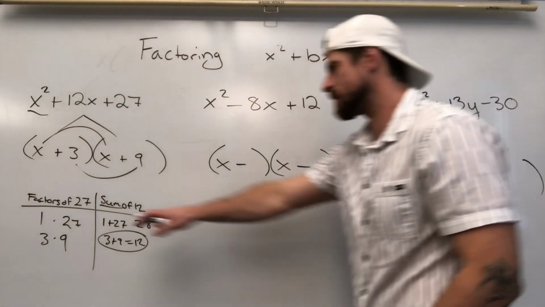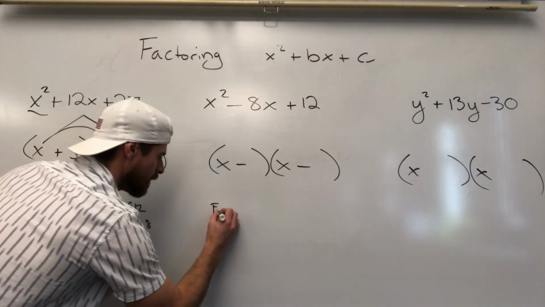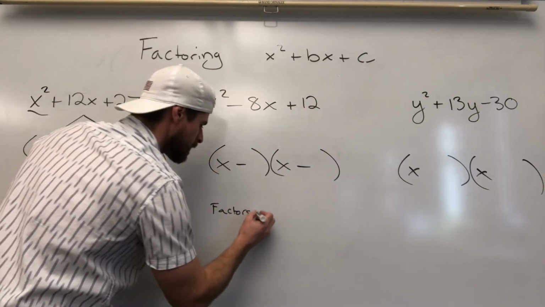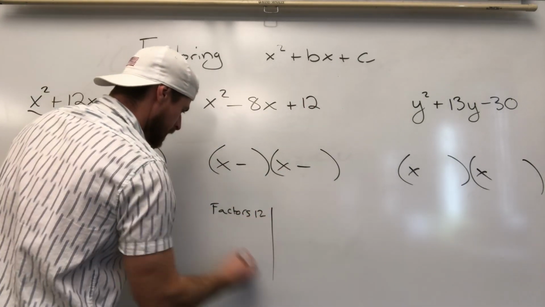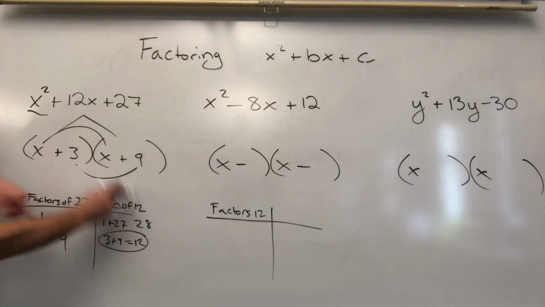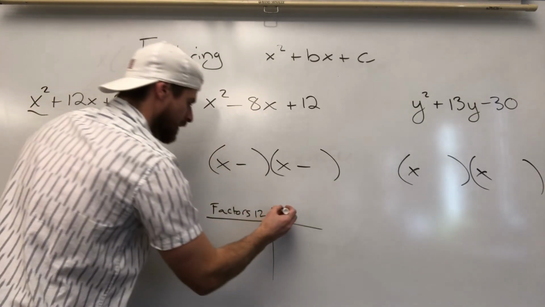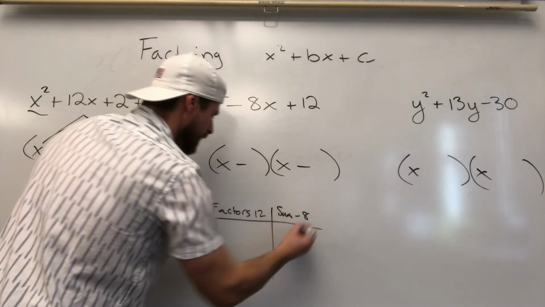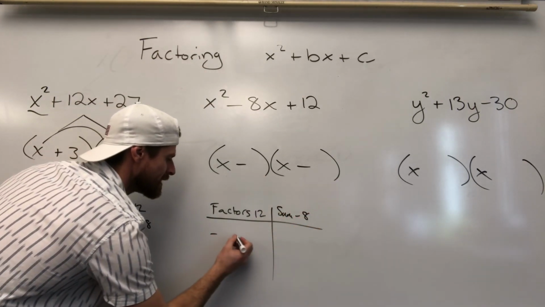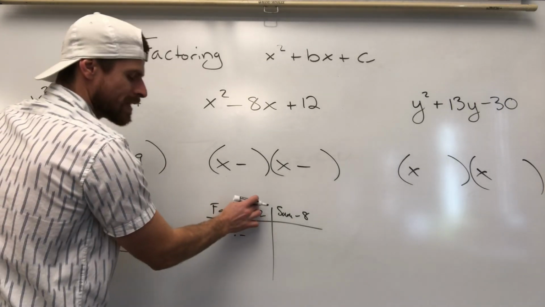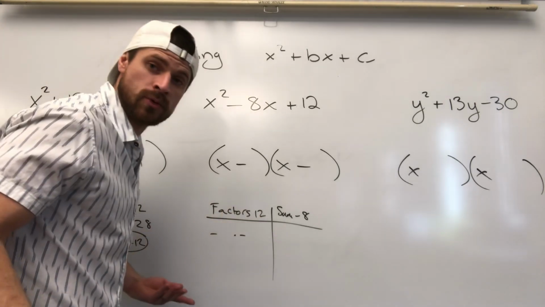Okay, so let's do the same thing we did over here. Factors of, we always go with factors of the c, factors of 12. And a sum of, over here we did sum of 12, that's the b value. So here we want to do a sum of negative 8. Remember, we know every number has to be a negative times a negative. So I can just start listing out all the different ways I can think of multiplying 2 values together to get 12.